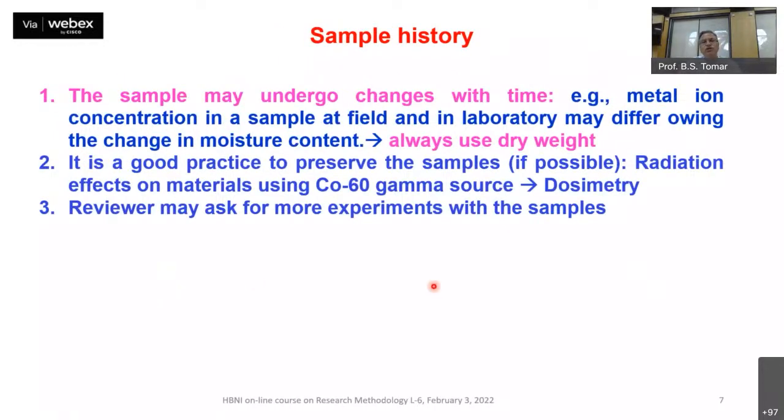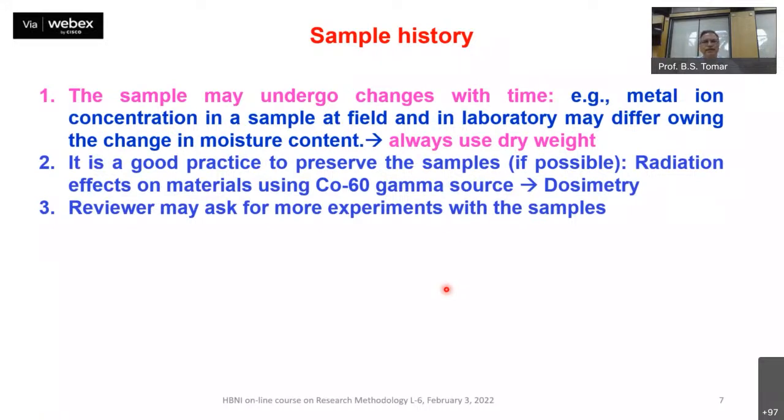Then the sample history is also very important. The sample may undergo changes with time. Particularly, for example, if you are determining a metal ion concentration in a sample, you collect the sample from the field and take it to the laboratory. Suppose you measure at the field and then again measure at the laboratory. Because of the change in the moisture content, the data may change. So always use dry weight. Suppose different laboratories are doing experiments. All the laboratories should follow the same protocol, SOP. So you take dry weight.